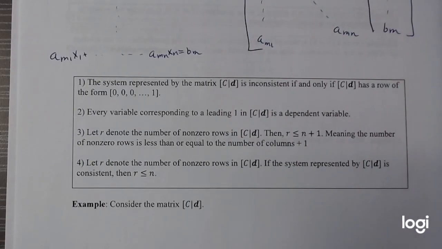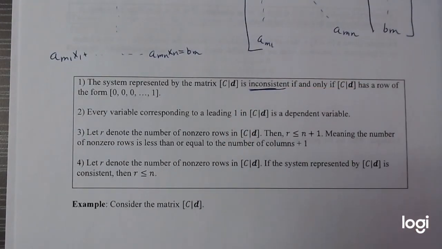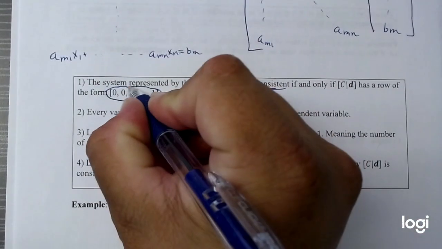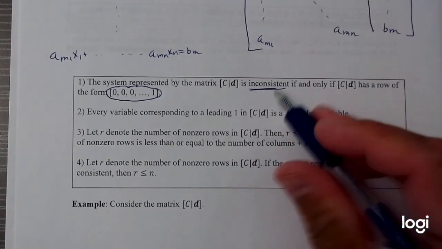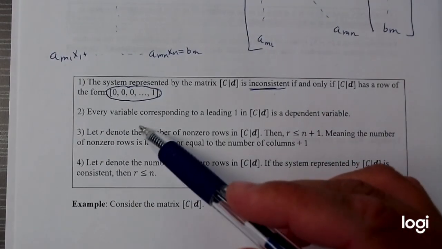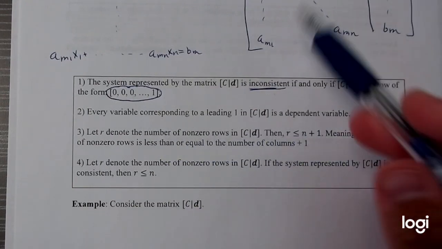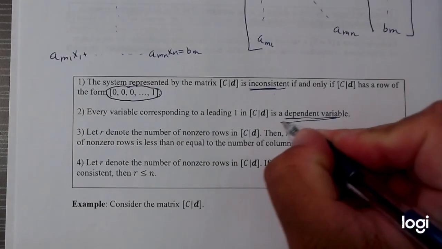All right, so if this is the case, we have a couple situations happening. The system represented by the matrix CD, its augmented matrix, is inconsistent, basically no solution, if and only if this augmented matrix has a row of this type of form. It could be multiple, but as long as it has one of them, we say it's inconsistent or no solution. Every variable corresponding to a leading one in its matrix is a dependent variable, and that's a key thing.